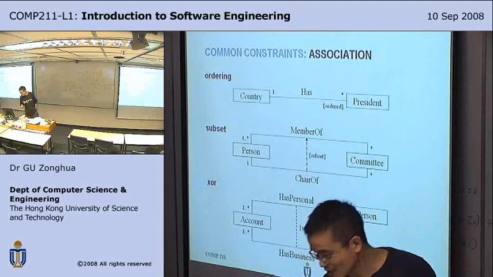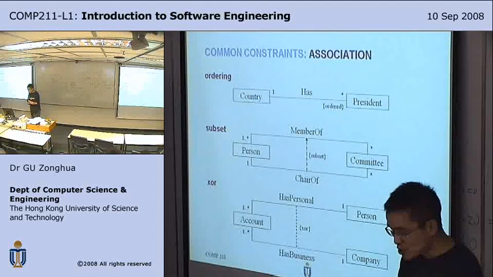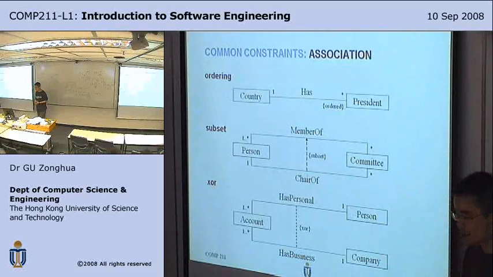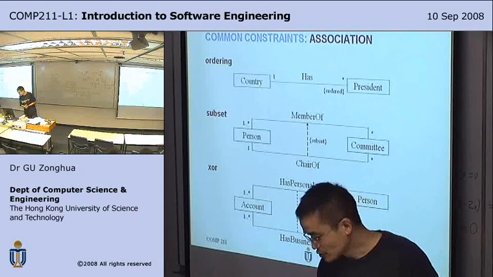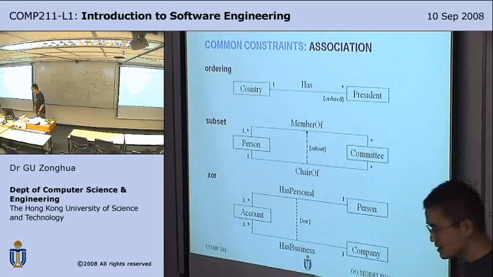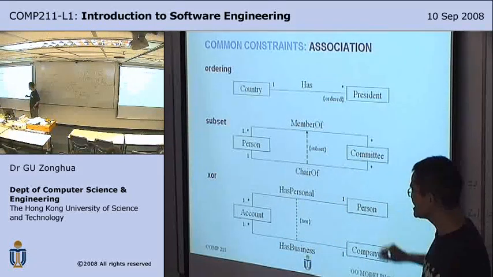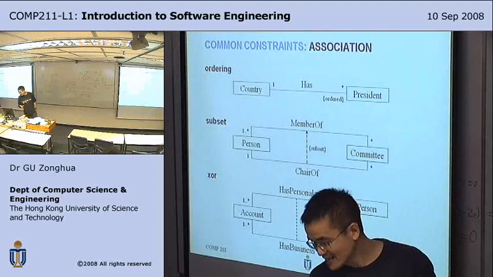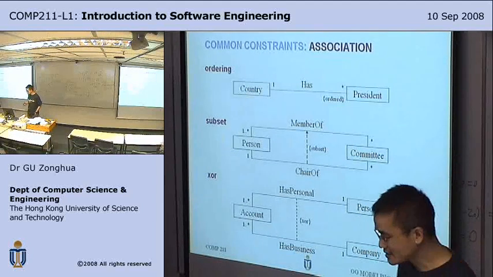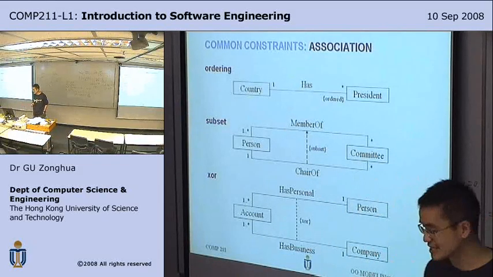So XOR, that is exclusive OR. A person may have 1 or more bank accounts. A company may have 1 or more bank accounts. A person always has a personal account. A company always has a business account. Now, by adding this exclusive OR relationship between these 2 associations, it means that a bank account is either a personal account or a business account. You cannot have a hybrid account that is both personal and business. It doesn't make any sense.